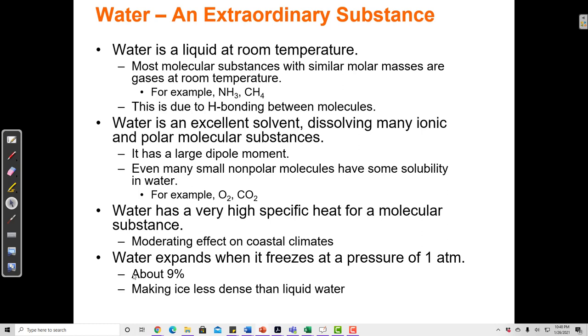And water is also very strange because it expands when it freezes. Most substances, when they turn from a liquid into a solid, become more condensed. The density increases. But for water, the density decreases, which is a very strange thing.